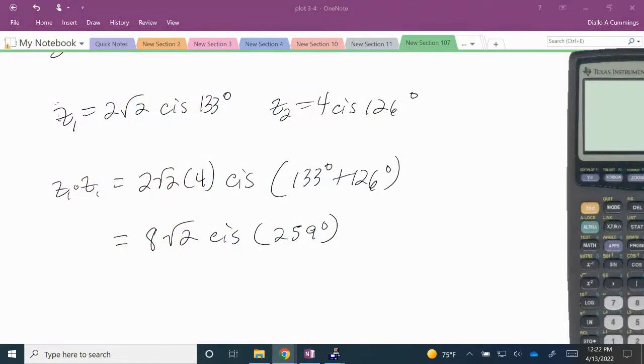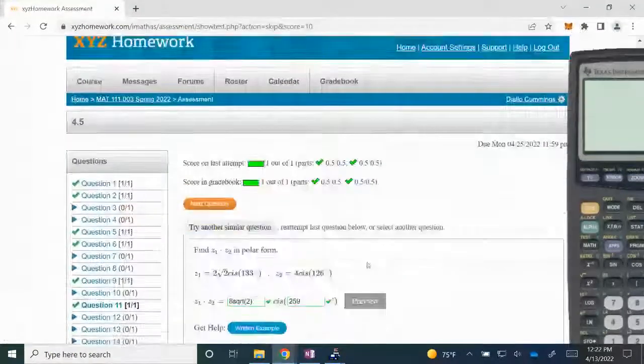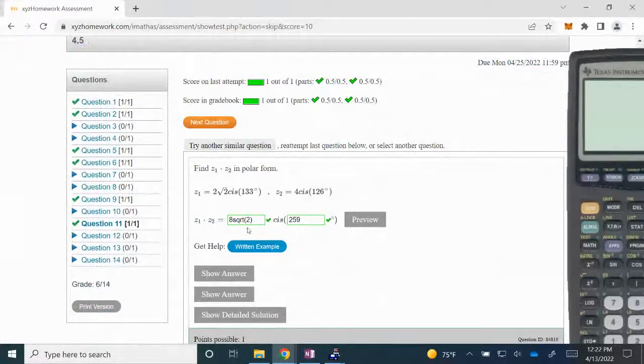So that's 8 square root of 2 and 259. Okay, you guys can't see this, 259. And I'm having trouble with my screens. All right, so that's 8 square root of 2 cis 259.